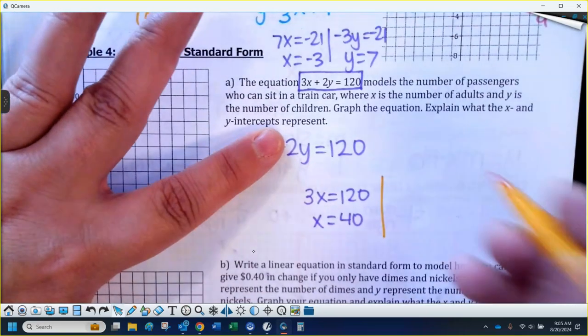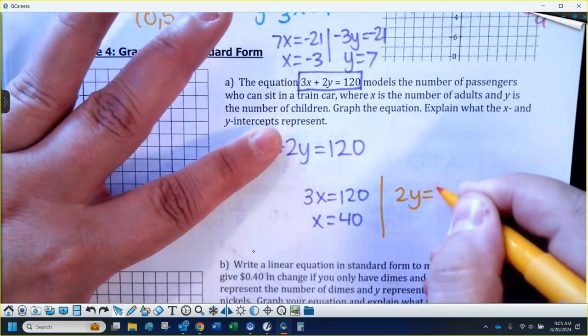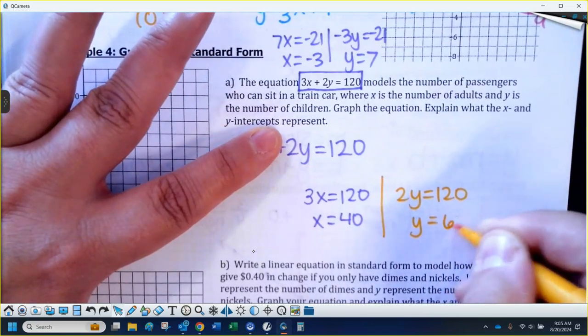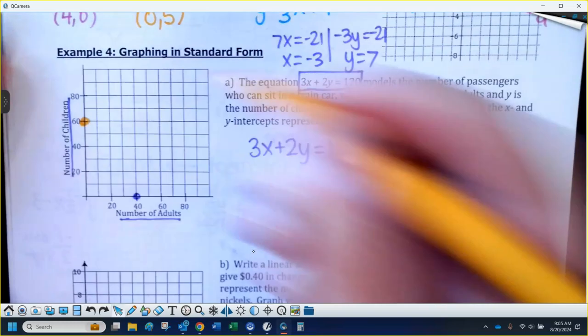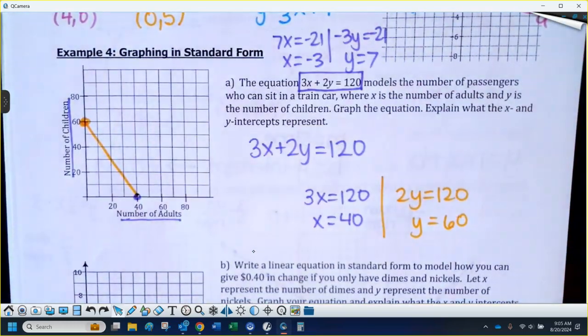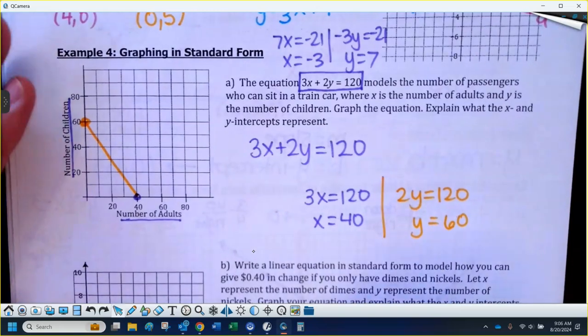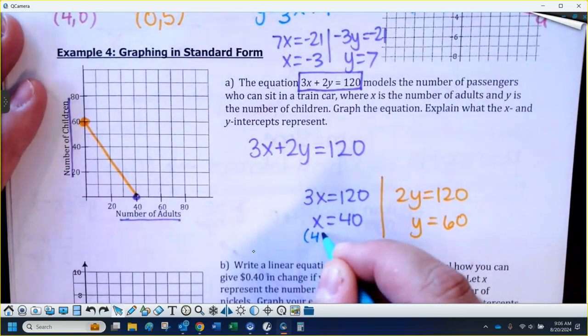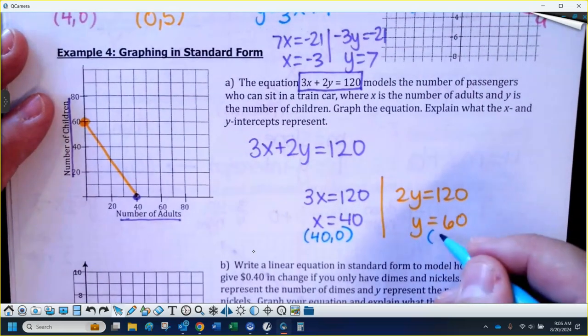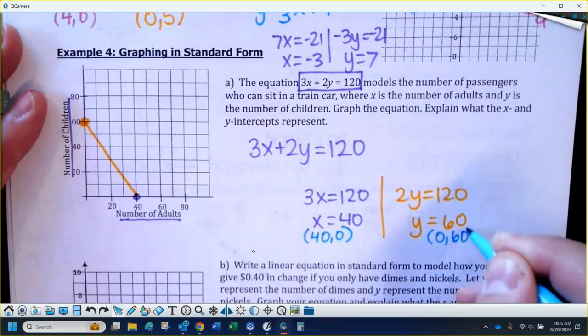That's plugging in 0 for x. So I'd have 2y equals 120. What would my y-intercept be? 60. All right, and then all we have to do, if we like that process a little bit better, is play connect the dots. I think it's much easier for a word problem to do it like that. Now, my x-intercept is really the point (40, 0), and my y-intercept is really the point (0, 60), right?